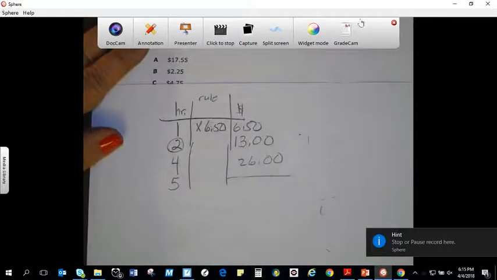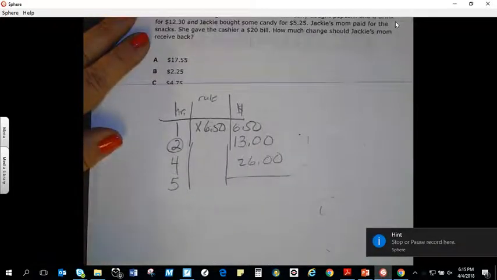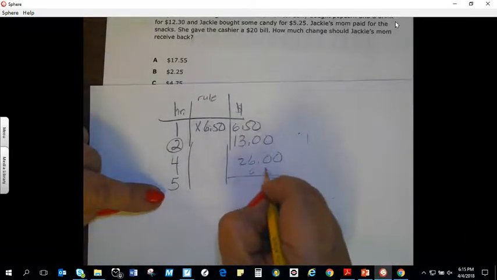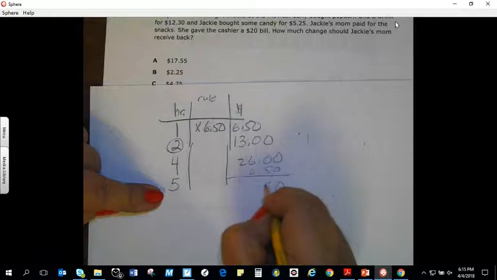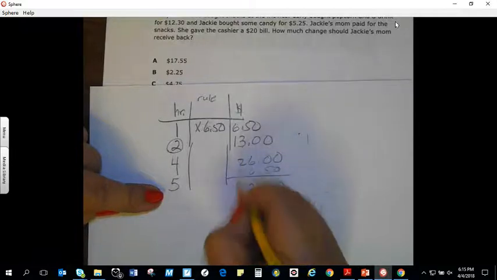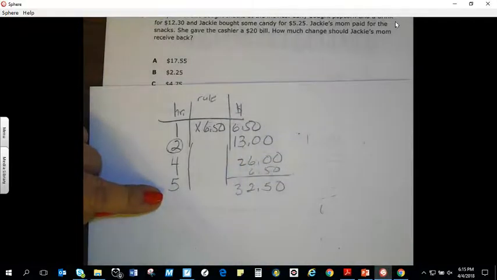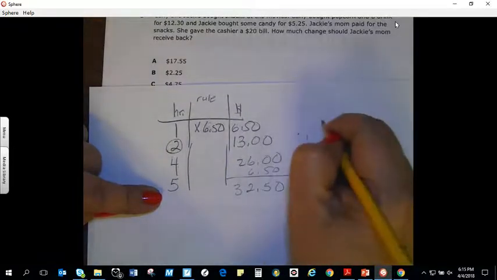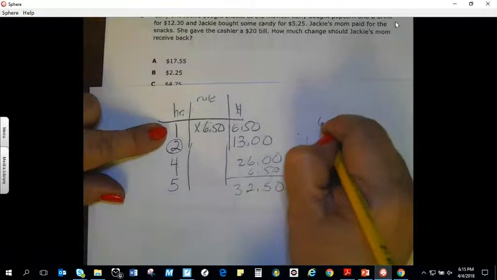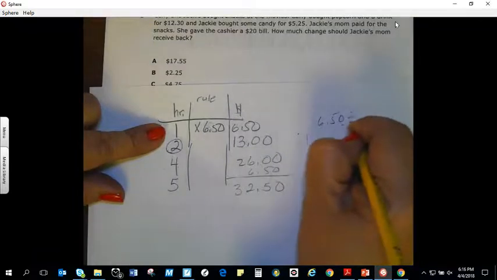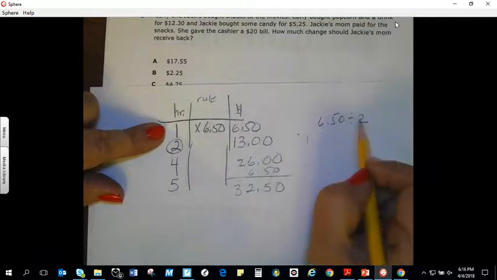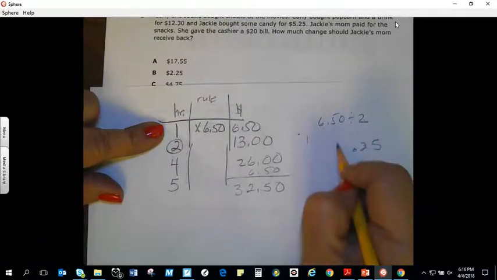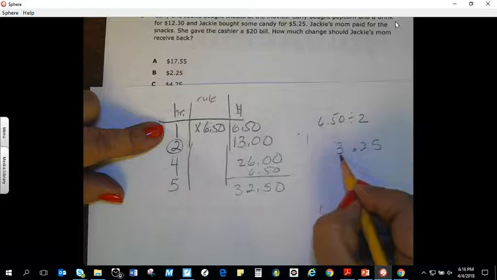Okay, so we're right here, and I know that's 26. I'm going to add another $6.50 to this, and that makes that, 6 plus 6 is 12, that's $32.50. But we also said that it was 5.5 hours, so I need to take half of $6.50. Well, if I take half of 50, I know that's 25, and half of 6 is 3. So it makes it $3.25.